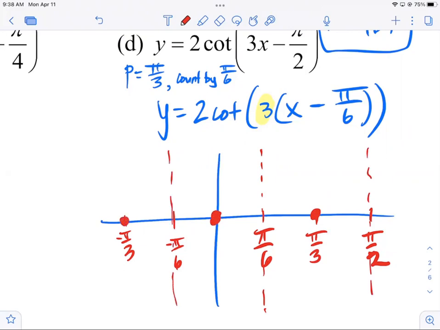Goody, goody gumdrops. There's no vertical shifts, so we have them there. And now all we got to do is draw it what? Increasing or decreasing? Decreasing, because it's a positive cotangent.